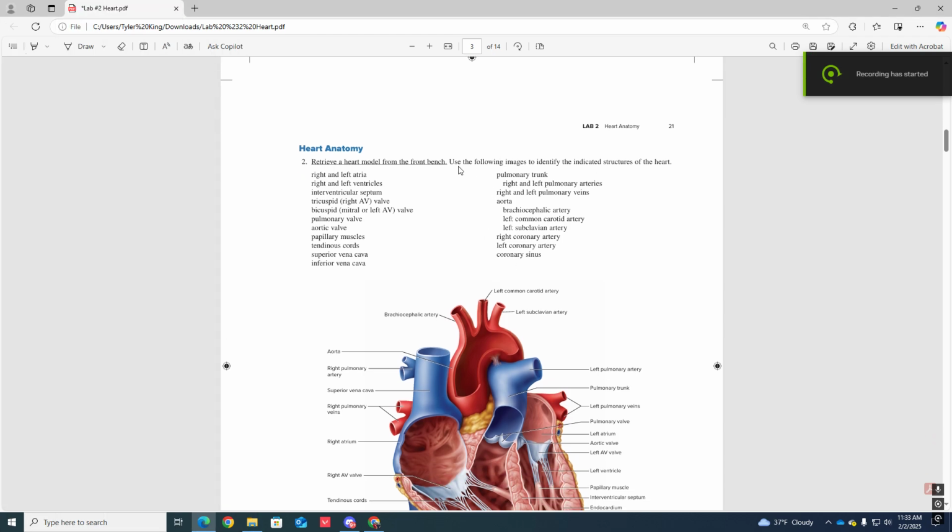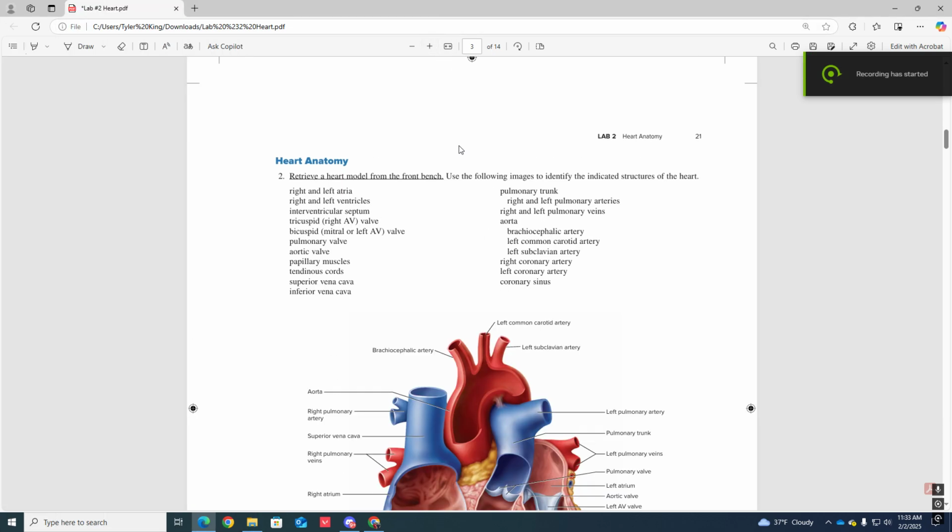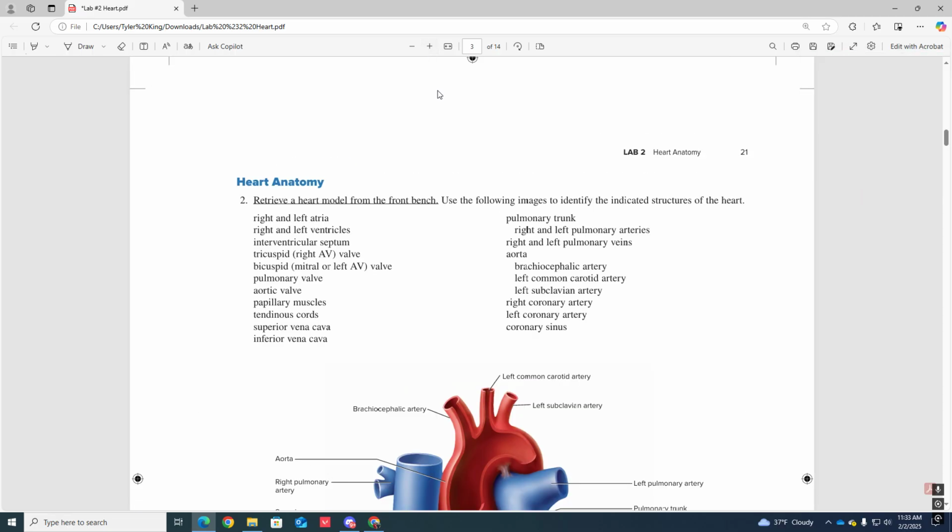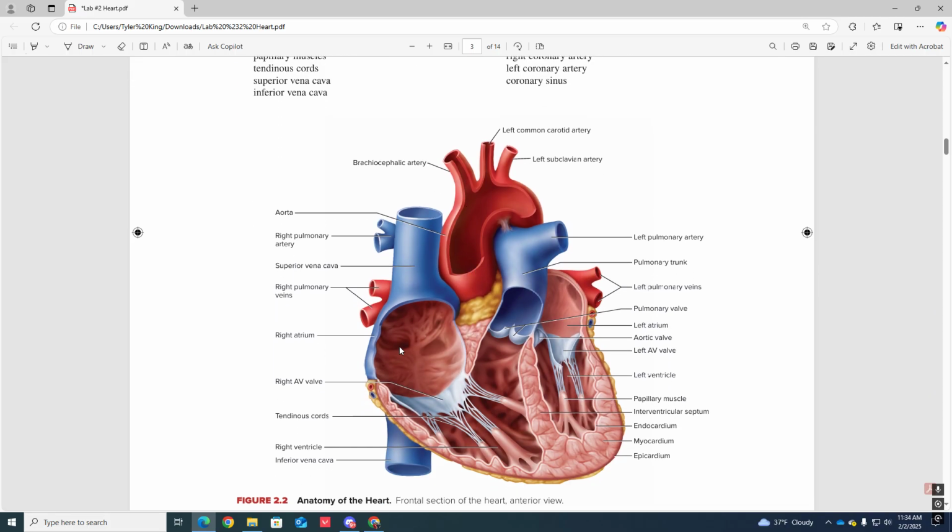All right, gang. So, yep, continuing onward with the anatomy of the heart here. Let's just go through. So, in class, remember we retrieved a heart model from the front bench, and you guys were supposed to identify these structures on the models here. Okay, so pretty straightforward. Let's look at a picture though, and let's see if we can identify these structures here.